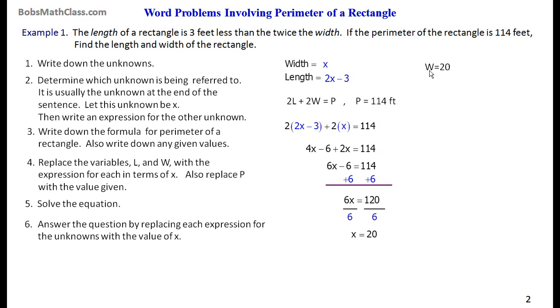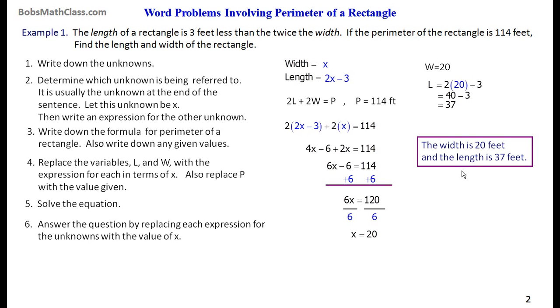So width is 20, W equals 20. Put that 20 in place of this x: 2 times 20 minus 3, and that'll give us 37. We can now answer in a sentence: the width is 20 feet, and the length is 37 feet.